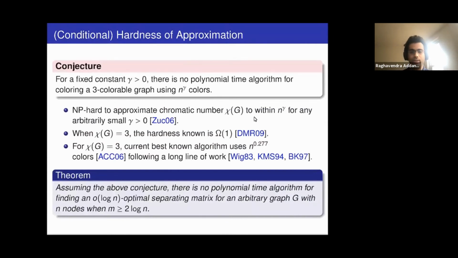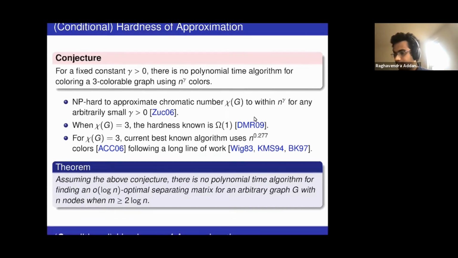Assuming the above conjecture, we show that there is no polynomial time algorithm for finding an o(log n) optimal separating matrix. Recall that a separating matrix just says if you take the matrix and view it in the row form, two nodes which are connected by an edge have distinct row vectors.